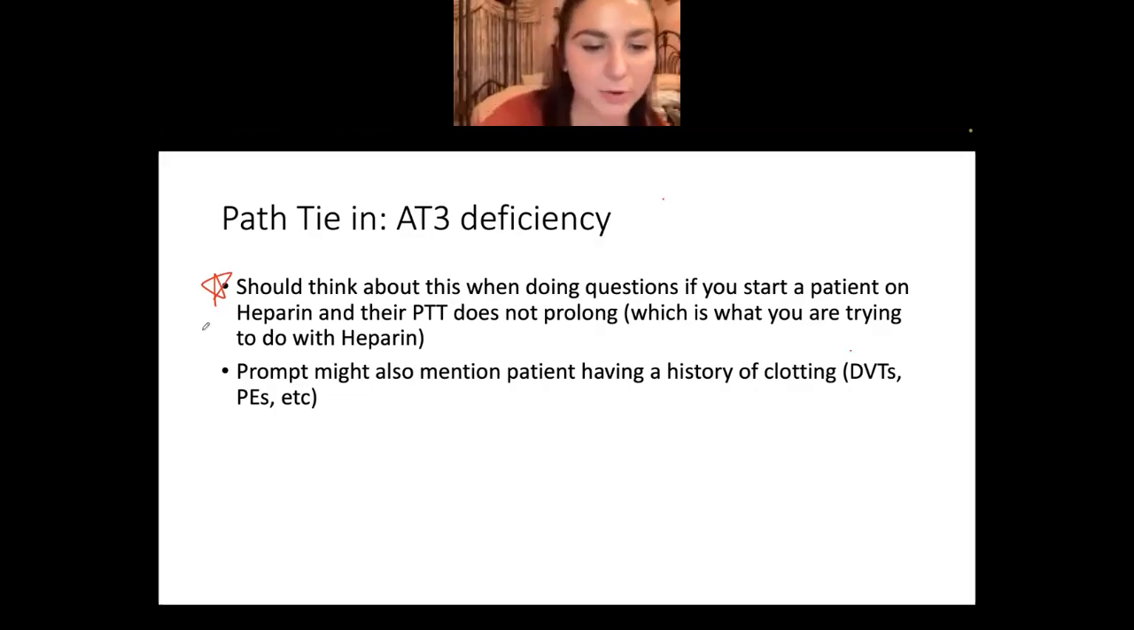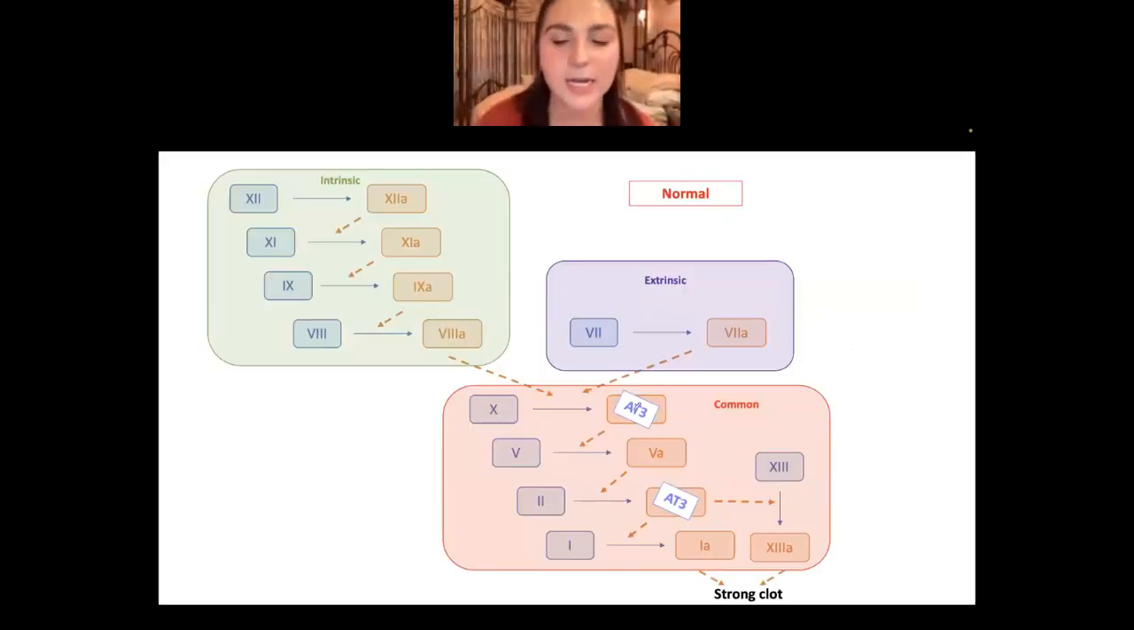I'm going to go through it to help visualize it. So here's our normal pathway: our intrinsic pathway, extrinsic pathway, common pathway. And here's where antithrombin 3 works. Antithrombin 3 is going to slow down the clotting cascade. It's a natural anticoagulant, and it's going to block activated factor 10 and activated factor 2, which is thrombin.